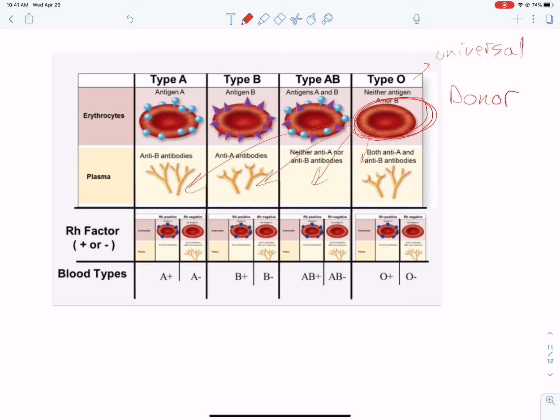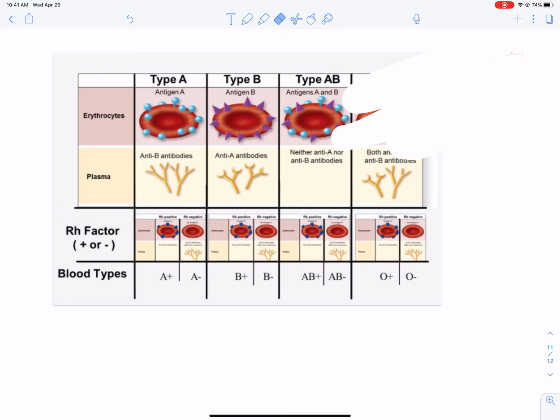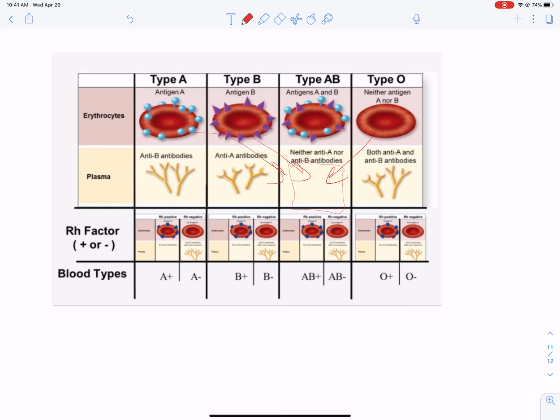And if I take a look at type AB, since they don't have either of those antibodies, they can actually receive blood from anybody. So type AB is the universal recipient.